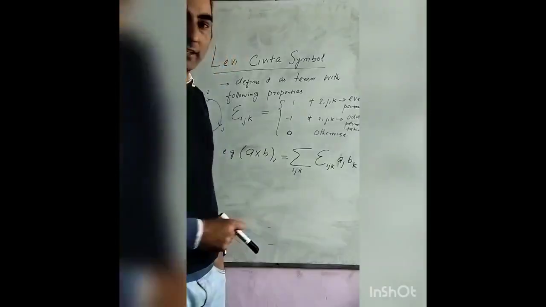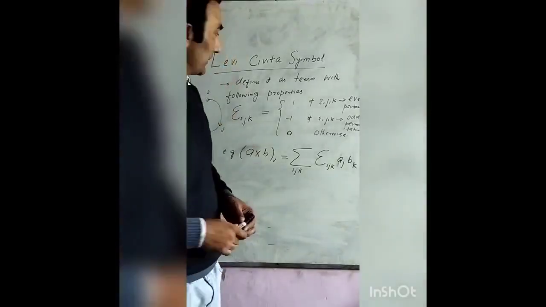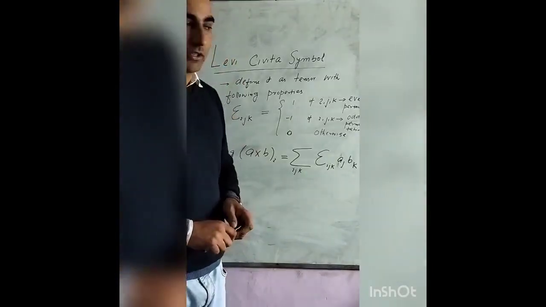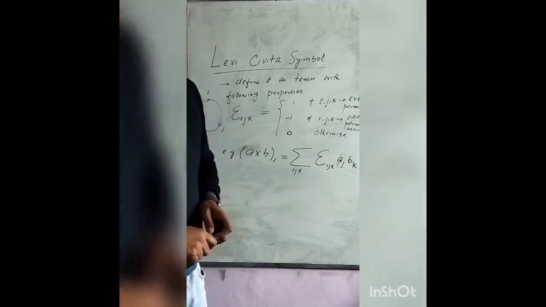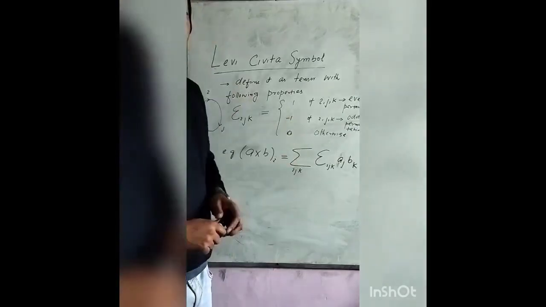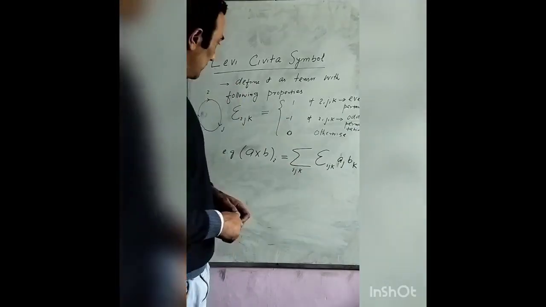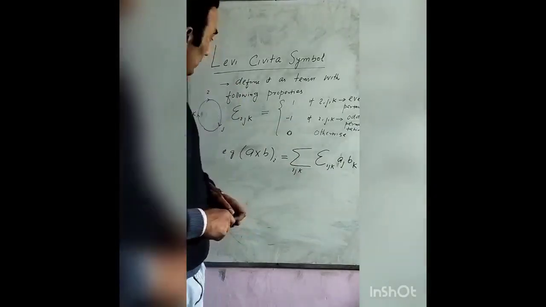Hello dear students, today we are going to discuss one of the basic mathematical symbols that we use in electrodynamics, called the Levi-Civita symbol. You might have come across this symbol in some of the lectures that I gave in the last one month.